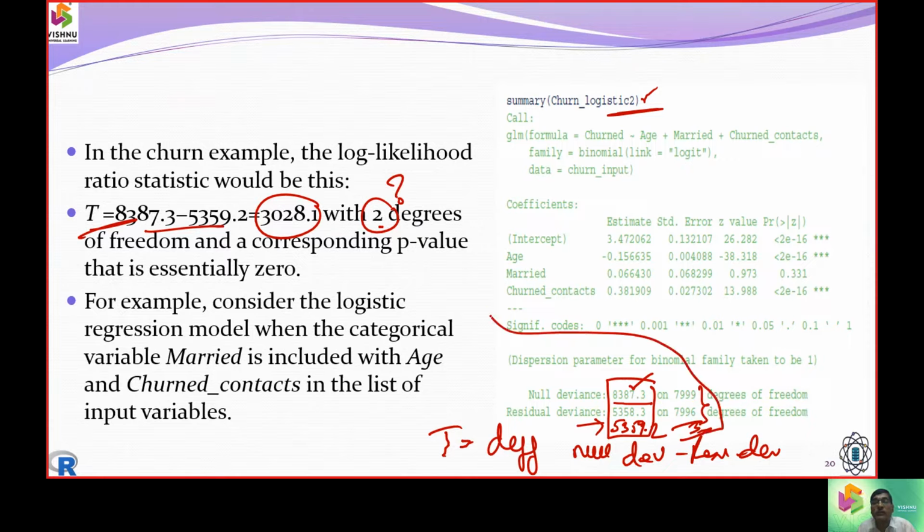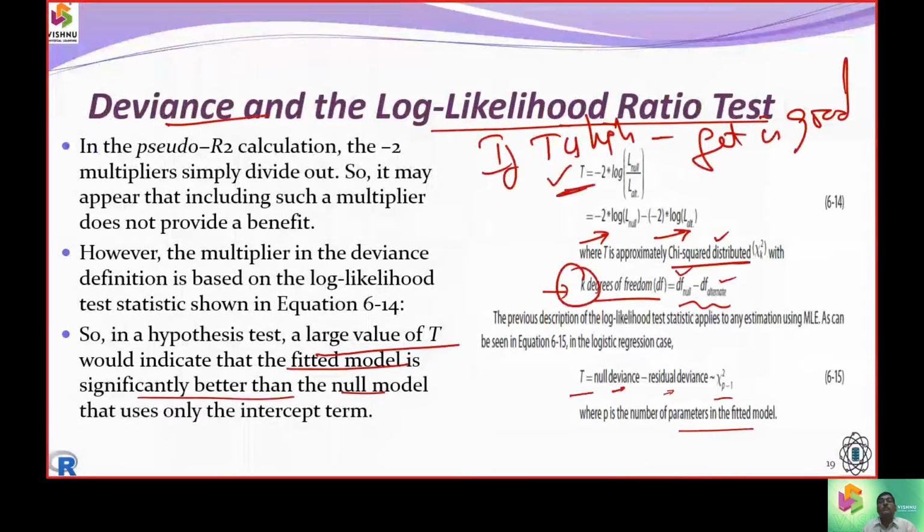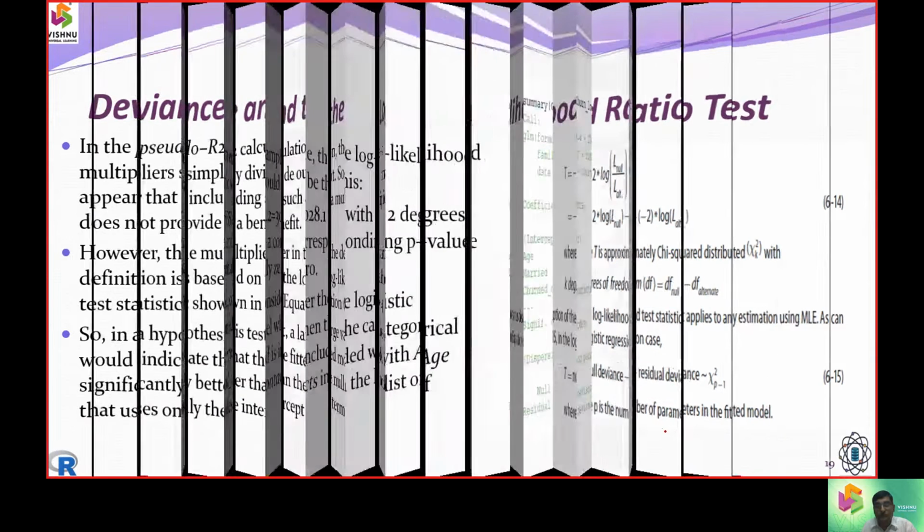Why is it 3? Because it is 1, it is 2, and it is 3. So that is the reason why we get degree of freedom equal to 3 at this point of time. So 1, 2, married, 3, age. So we take 3 contacts at this point of time. So this is how we are going to estimate the t value. The t value we generated is going to be the deviation between the null and the residual deviance.